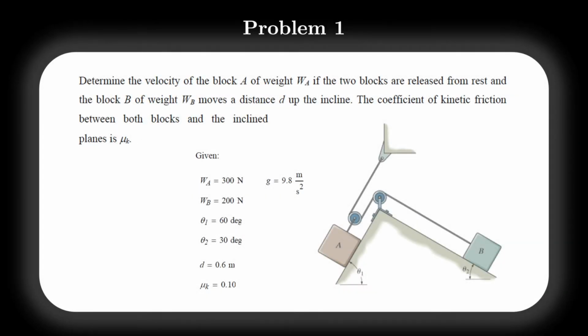This tutorial introduces some methods to solve problems by using the law of conservation of energy. The first problem states: determine the velocity of the block A of weight WA if the two blocks are released from rest and the block B of weight WB moves a distance d up the incline. The coefficient of kinetic friction between both blocks and the inclined planes is μk.